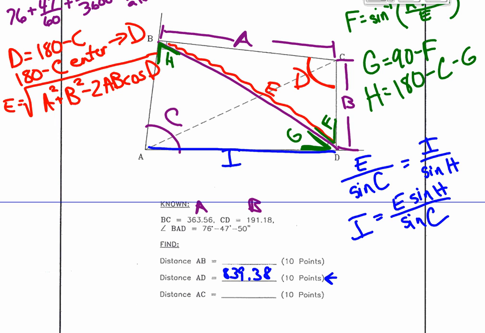Then the next thing I'm going to find is AB. And at this point, I don't have to keep storing things because I just need these single answers. But if I want to, I sure can. And so next, I'm going to find AB. I'll just maybe scribble along that. And I'll call it J. And then to get that, I'm going to take E over sine C is equal to J over sine G.